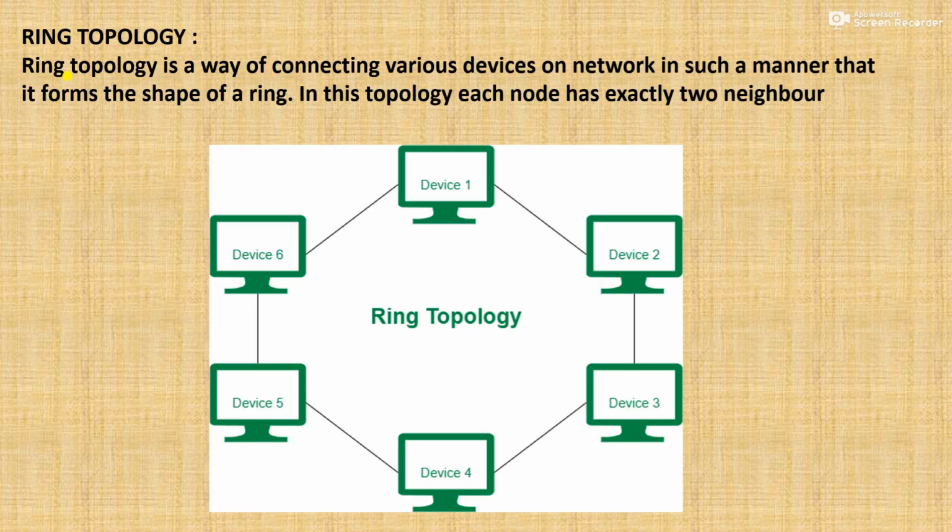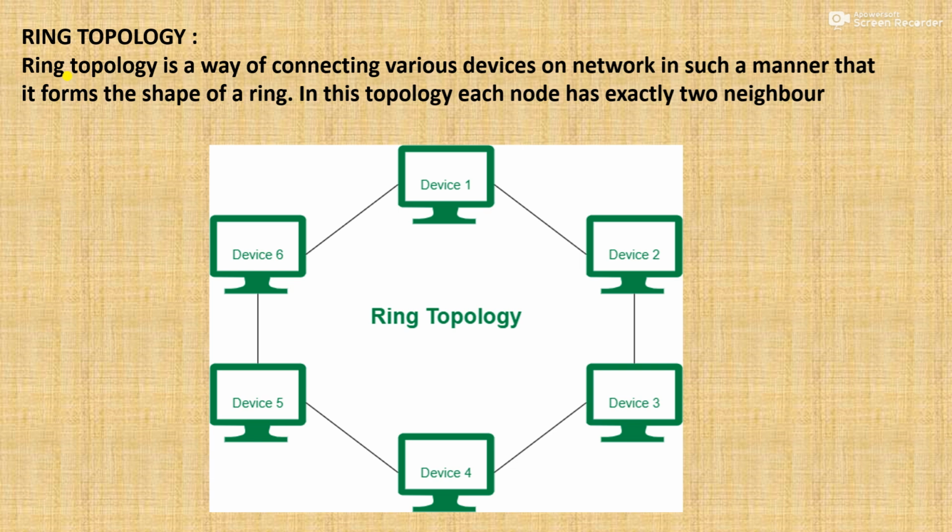Let's see ring में देखेंगे. Now next is our ring topology. Ring topology is a way of connecting various devices on a network in such a manner that it forms the shape of a ring. ये ring की form बनाता है. Okay, now you can see this is a ring topology.